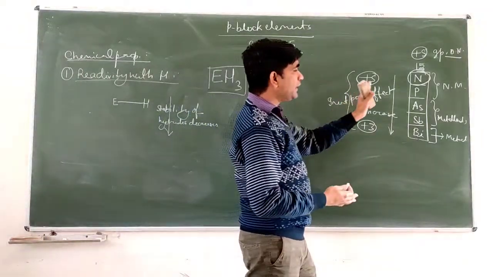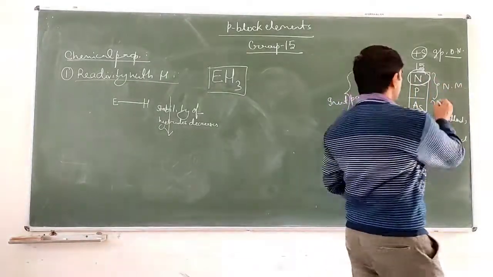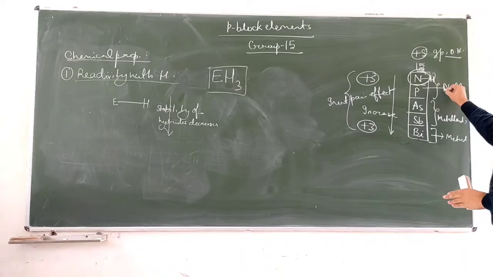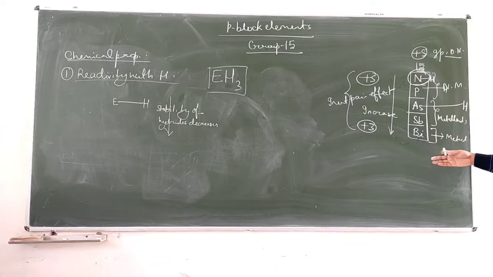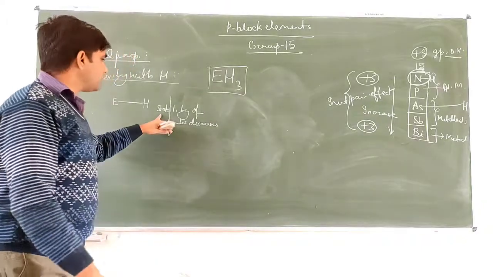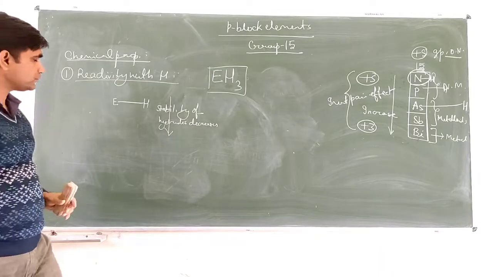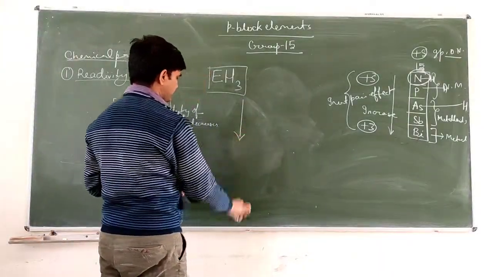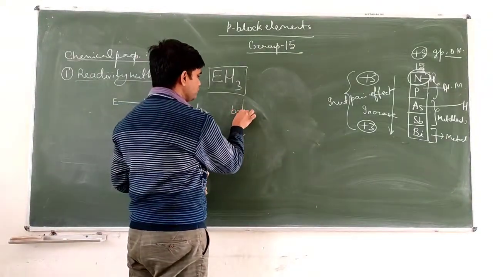If any of these elements forms a bond with hydrogen, the bond length regularly increases on moving down the group. As the bond length increases, the bond becomes weaker, and a weaker bond can be broken easily. So they will release hydrogen easily. They are not stable. That is the reason why stability of hydrides decreases on moving down the group. This is one fact. Second, their basic character decreases down the group.